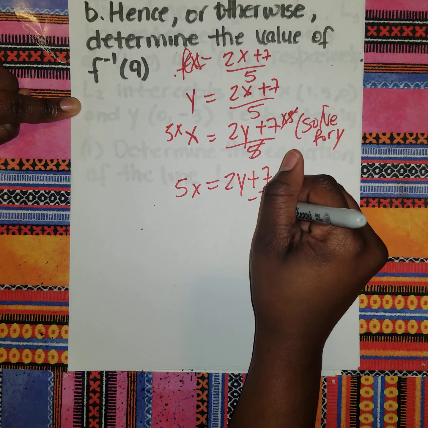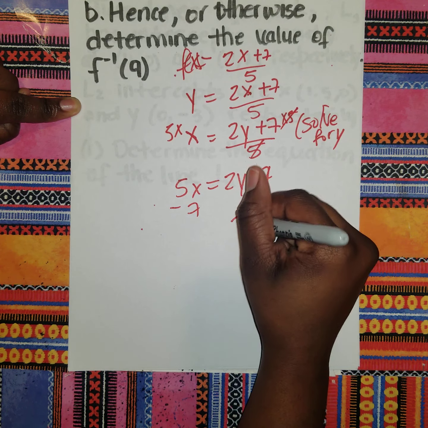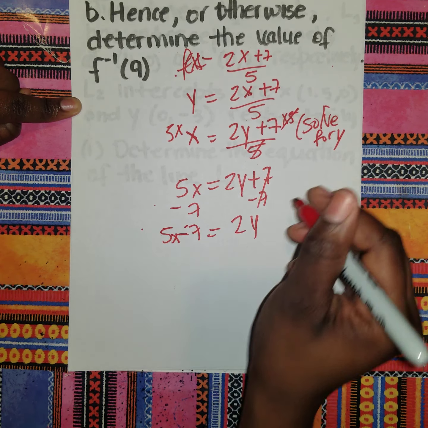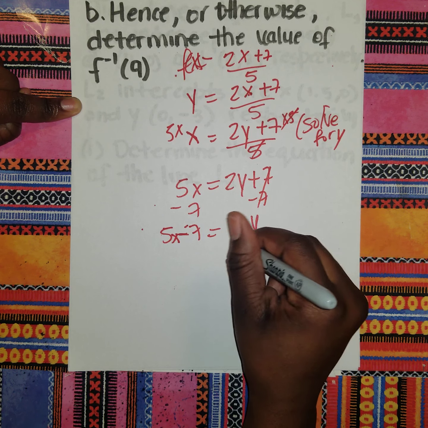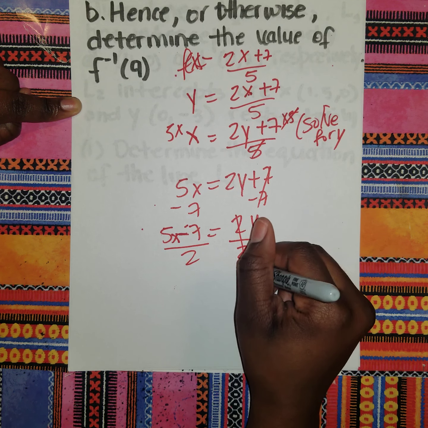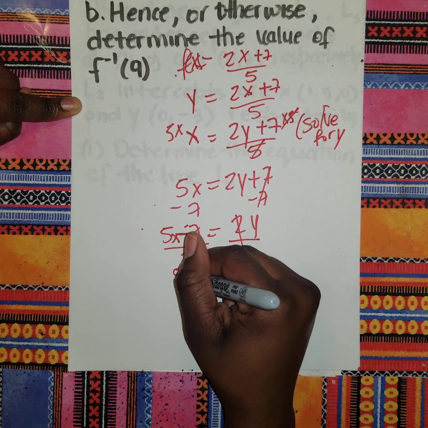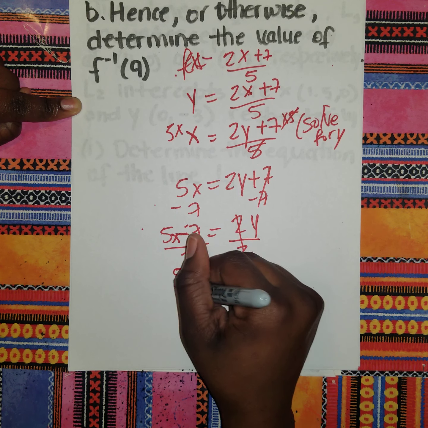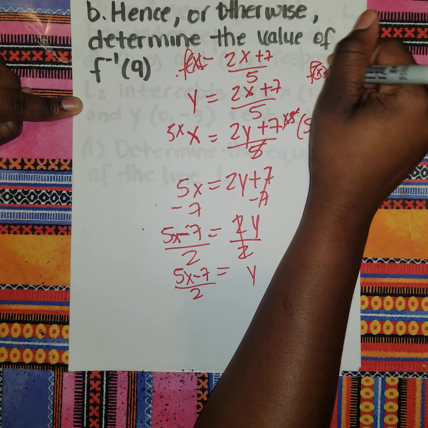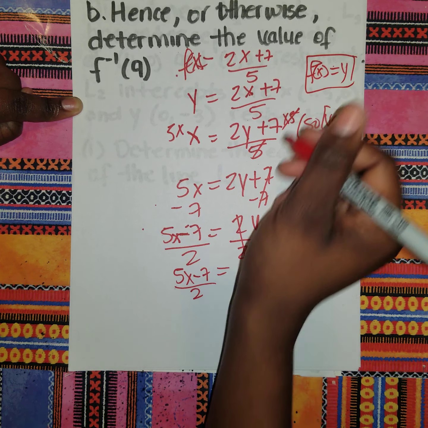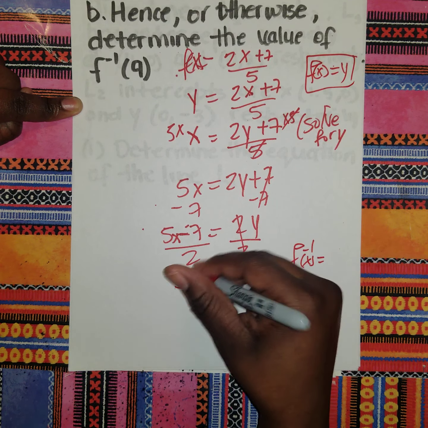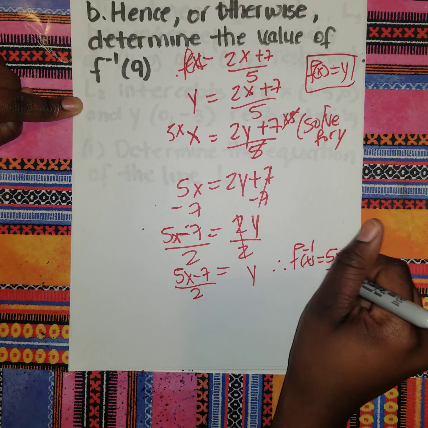From here, we subtract 7 from both sides because we want to find the value of y. So 2y is equal to 5x minus 7. We divide by 2, divide by 2, so that cancels. So y is equal to 5x minus 7 over 2. Remember that f of x is equal to y. This is very important to remember all the time, guys. Therefore, f inverse of x is equal to whatever you have here: 5x minus 7 all over 2.